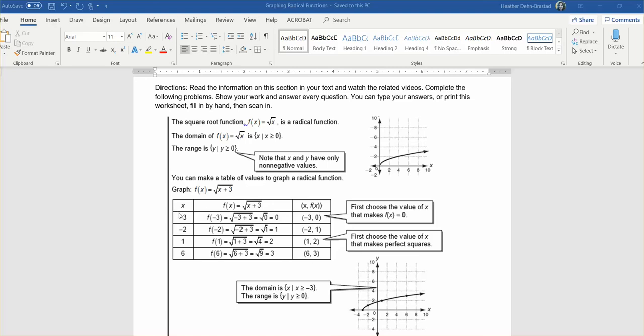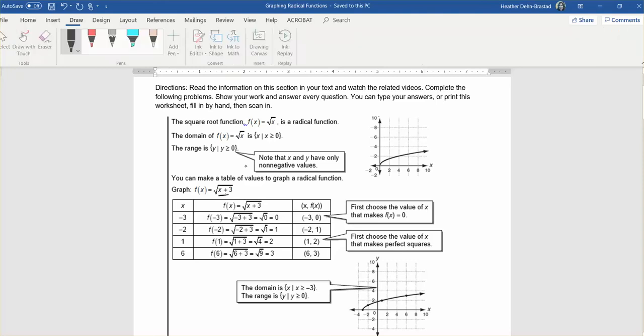So you want to pick values of x that will simplify so that you can take the square root of them, so perfect squares. The first one I did was negative 3 because that would make this 0. So f of negative 3 means I'd plug negative 3 in for x. Negative 3 plus 3 is 0. The square root of 0 is 0. So here's our first point, negative 3, 0. And there's that point right there in the graph.